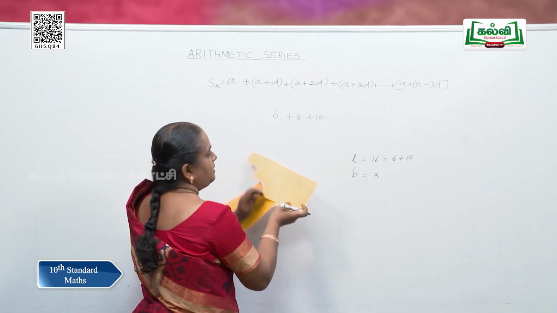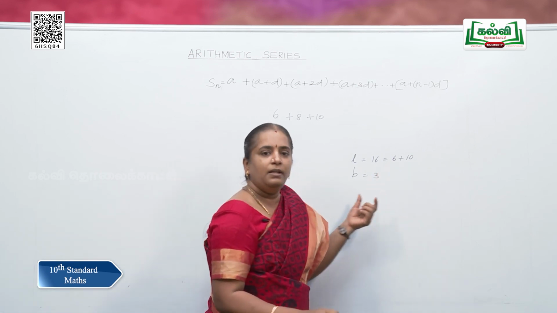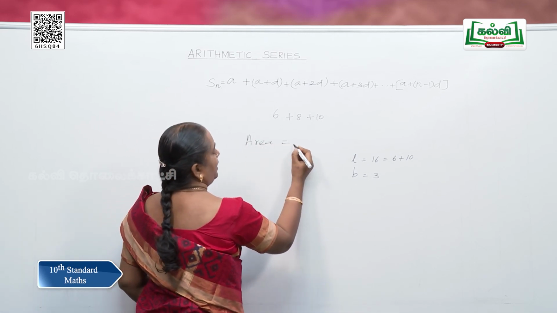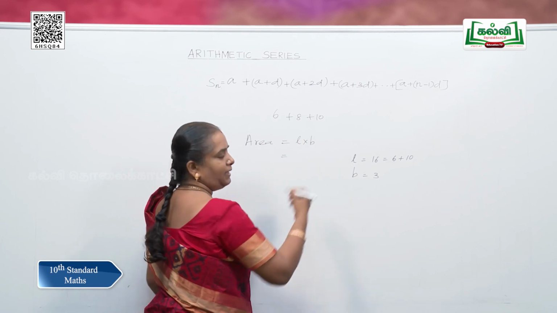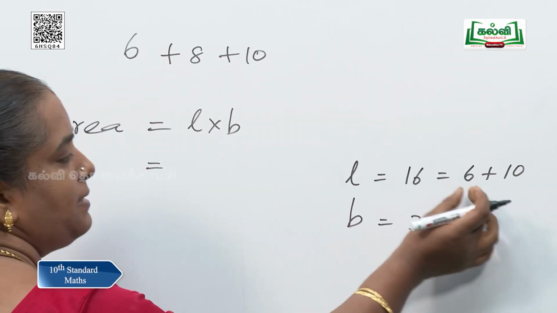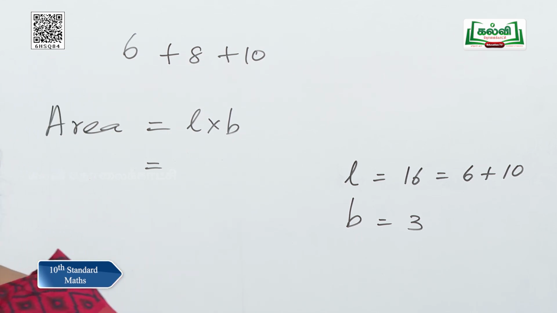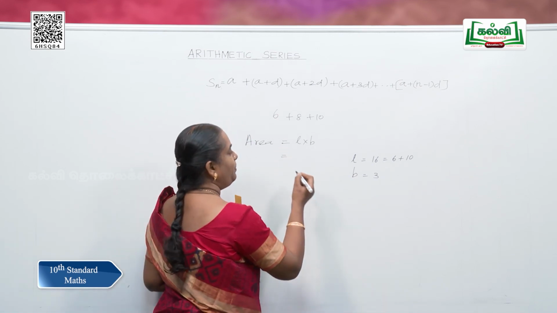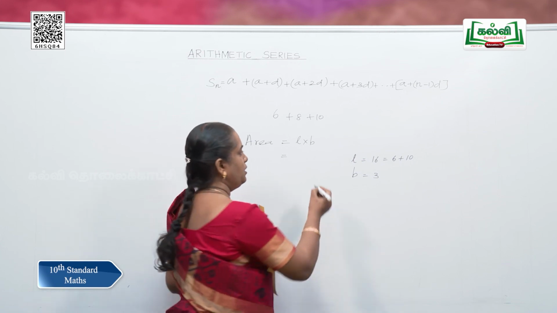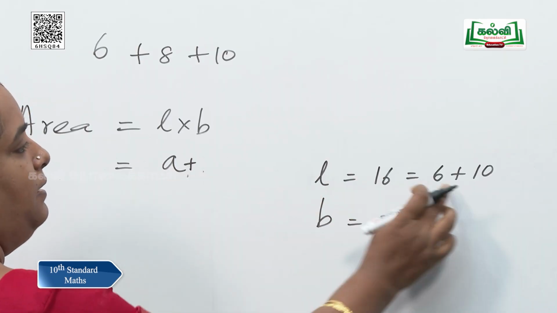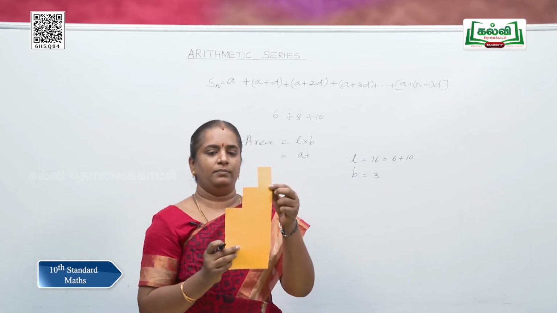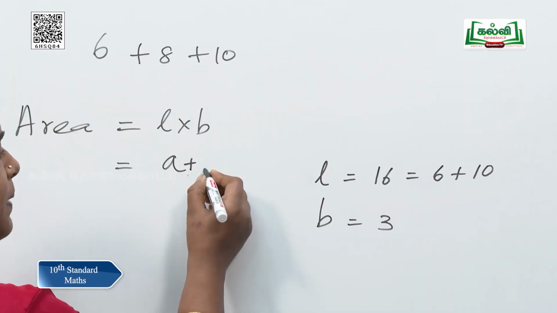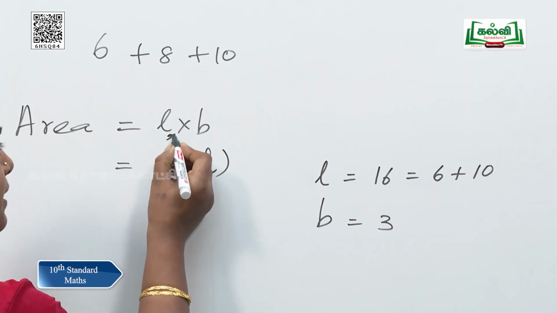Okay. So what do this 3 and this 6 and 10 represent? Now we are going to replace all these. That is, the area of the rectangle is length into breadth. We are going to represent it in our own words. What does this 6 represent in this sequence? If you take this as a sequence, you can say that 6 is the first term. So the first term we will have as A. So A plus 10. What is 10? The last term. This is the first term and this is the last term. So the length can be represented as A plus L. Here L is the last term, and this is the length of the rectangle.